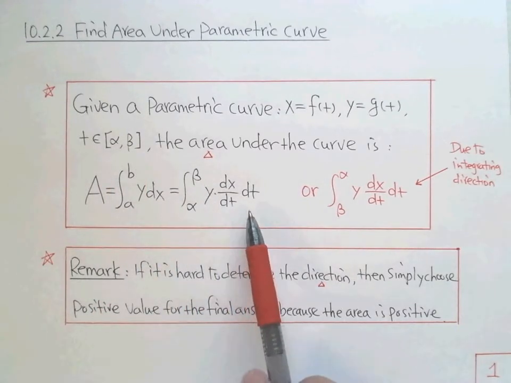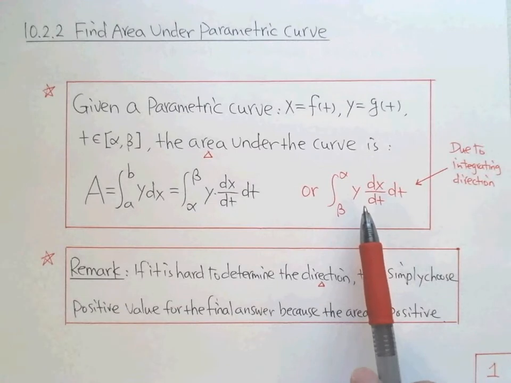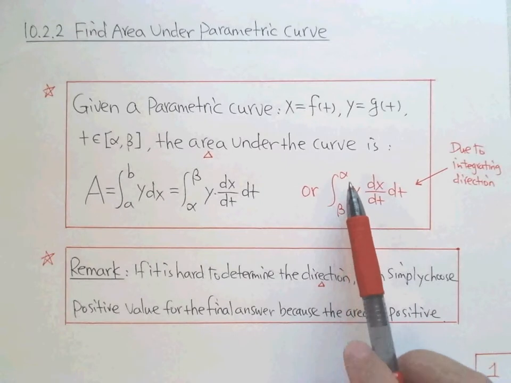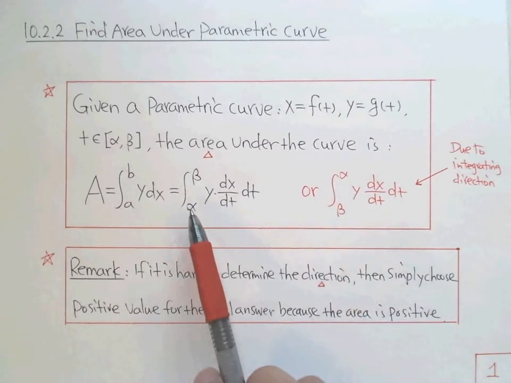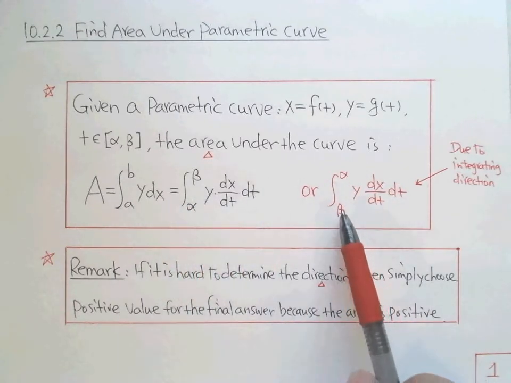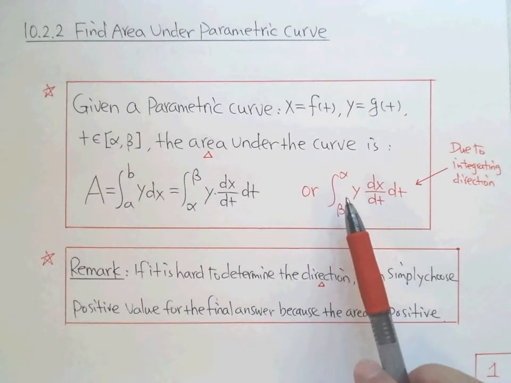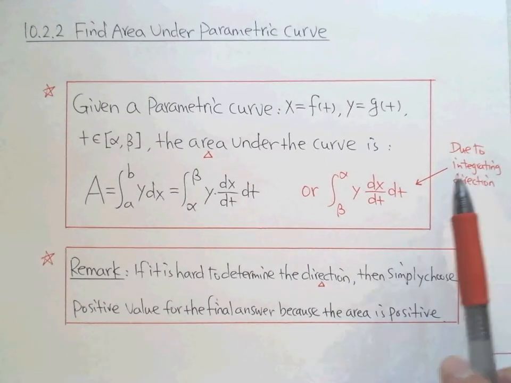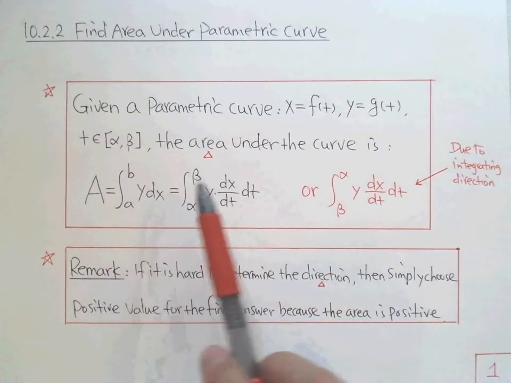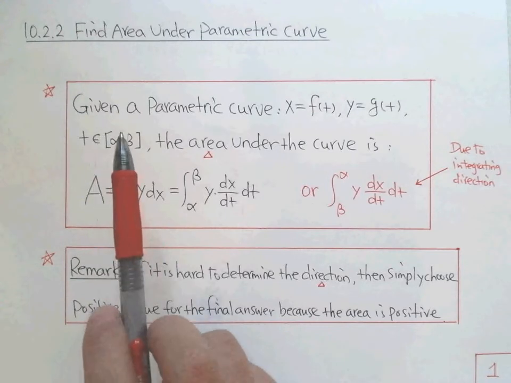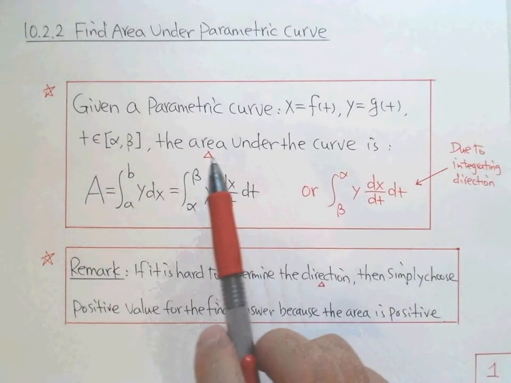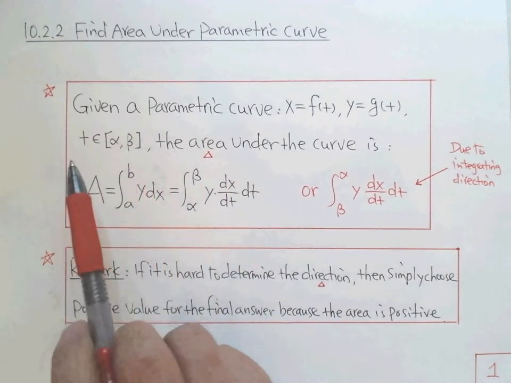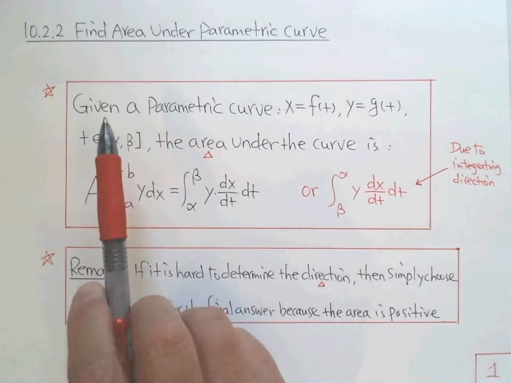However, we have another case. The second case is all the same, but we switch the integration limits. The limits are from alpha to beta, but sometimes it's from beta to alpha. Why do we have this? Because of the integration direction. Do you remember? The integration goes in the positive direction; we always integrate from left to right. However, for a parametric curve, alpha does not always correspond to the left point.